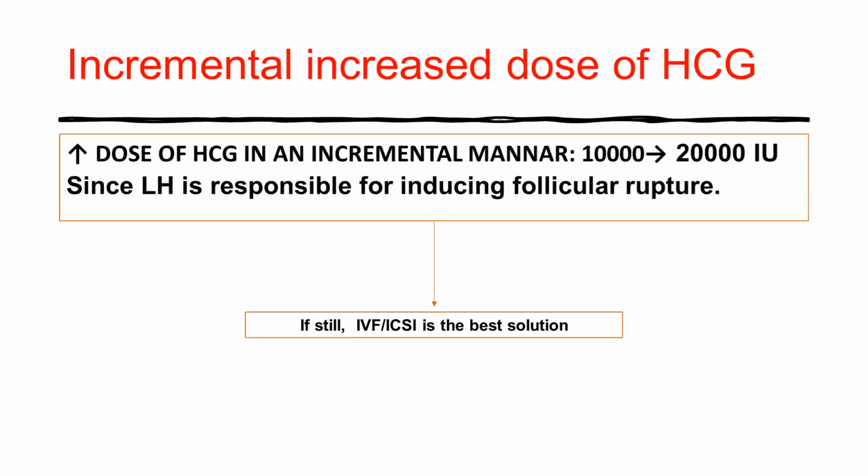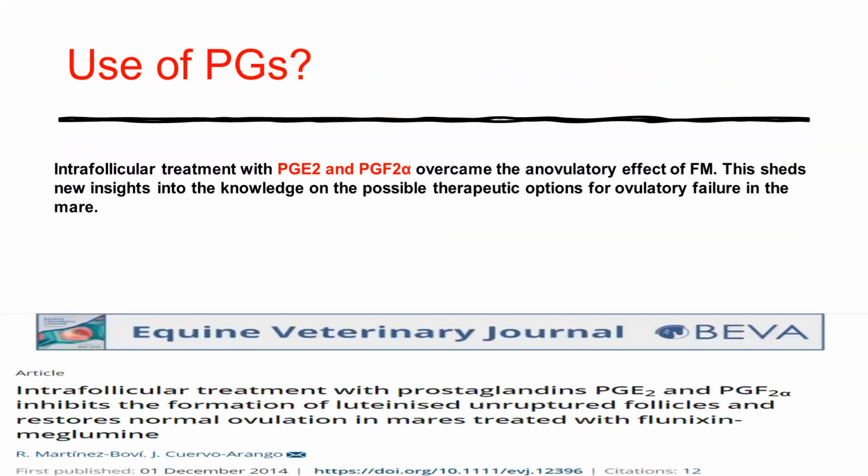Some studies suggested incremental increased dose of HCG in the subsequent cycles after occurrence of LUF. Usually we give 5,000 or sometimes 10,000, but you can increase up to 20,000 units since LH is responsible for induction of follicular rupture. But if still, according to these recommendations, after 20,000 units, IVF-ICSI is the best solution.